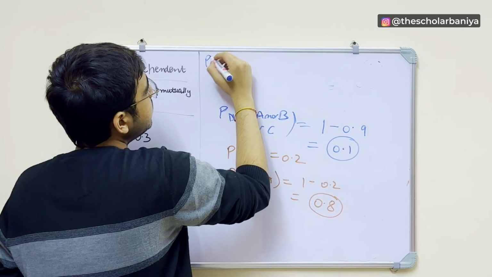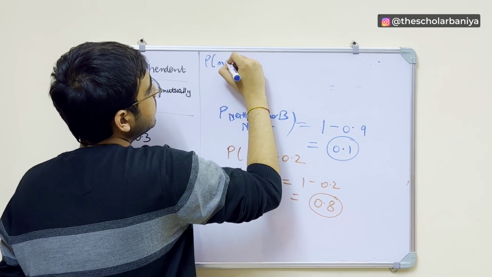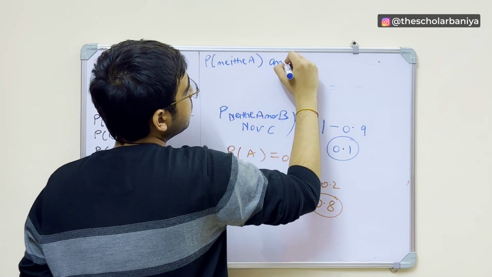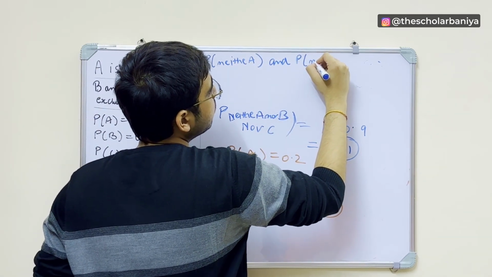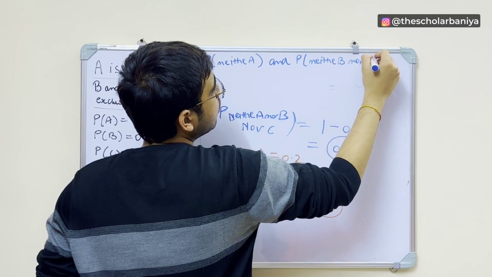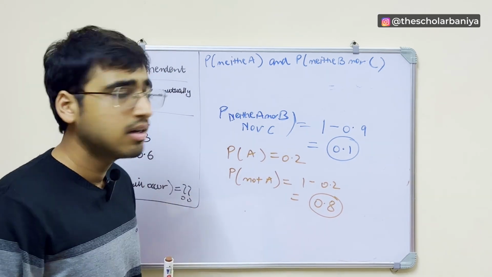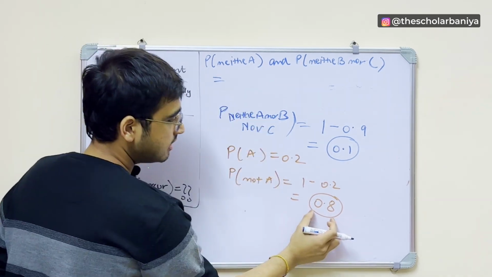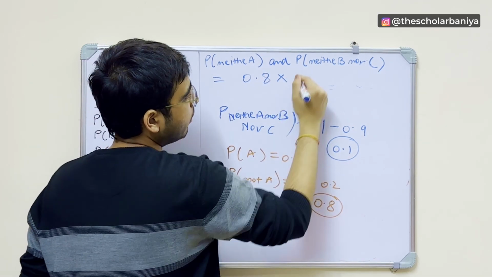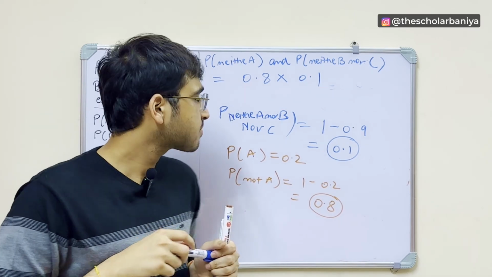So probability of neither A and probability of neither B nor C, right? This will be what? This will be 0.8 into 0.1. I hope this is clear.